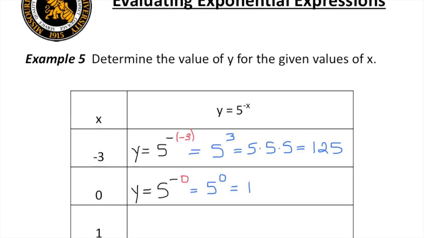Now let's consider one final computation. Let's evaluate this equation at x equal to 1. So replacing our x with a 1, we have 5 to the negative 1 power. And the negative power tells us to move this 5 to the other side of the fraction and leave the power positive after that movement. So, in the end, we have a final output of 1/5.